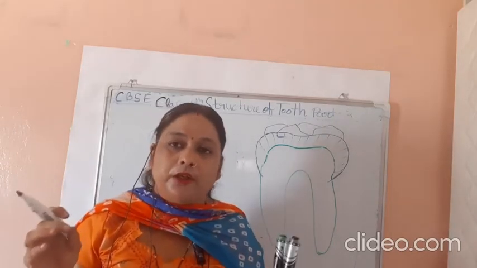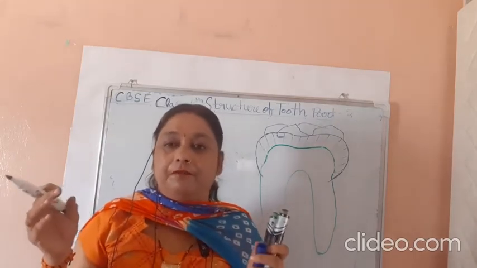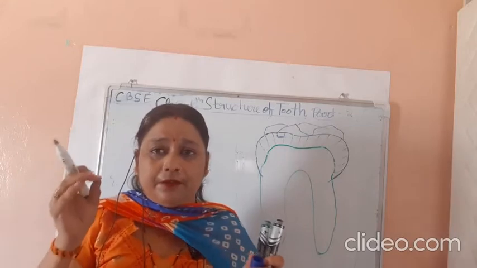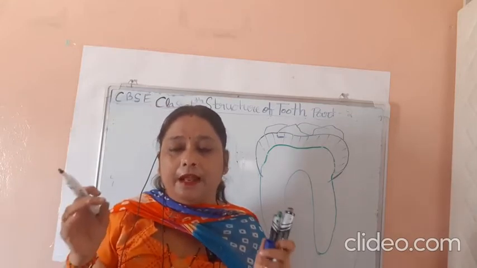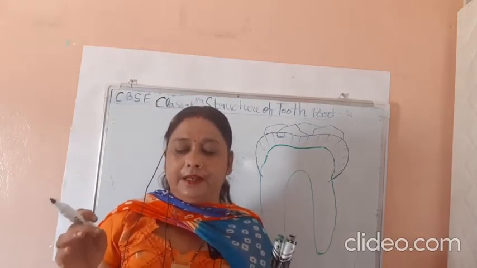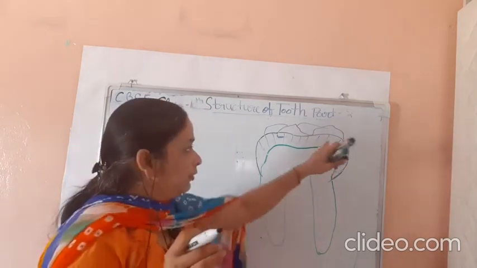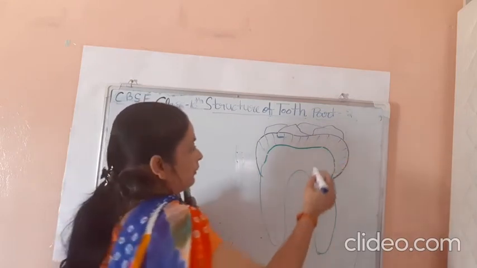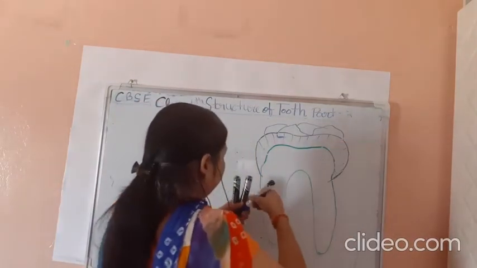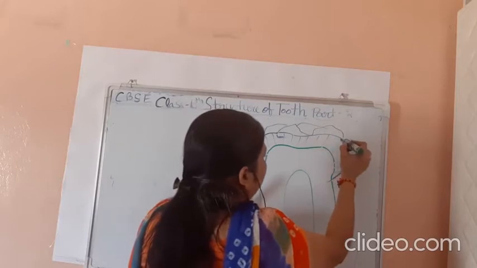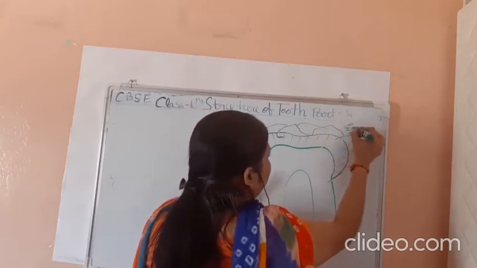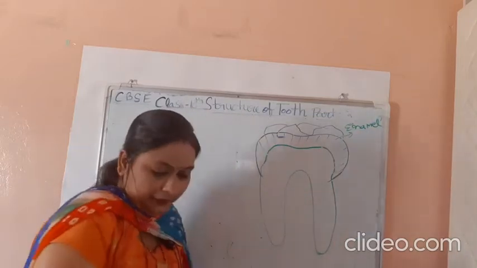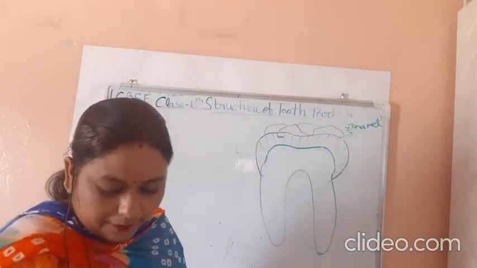This is the most important question for all competitive exams: what is the hardest material in the human body? You can answer in one word: enamel. Enamel is the hardest material in the human body. A tooth has an outside white covering, called enamel. So here, label this enamel. The first point we will note here.